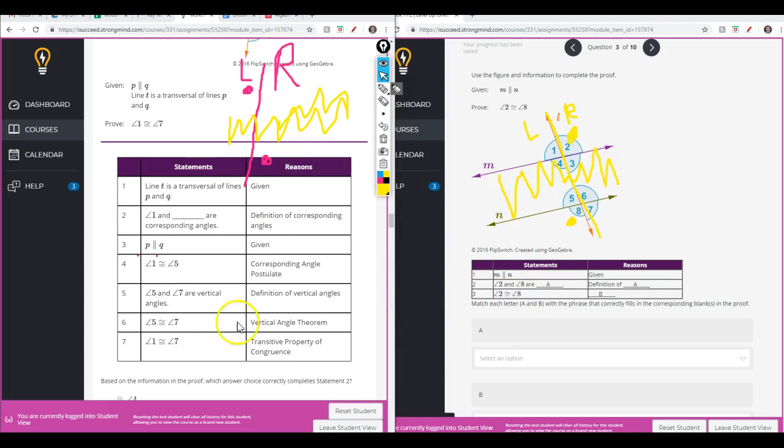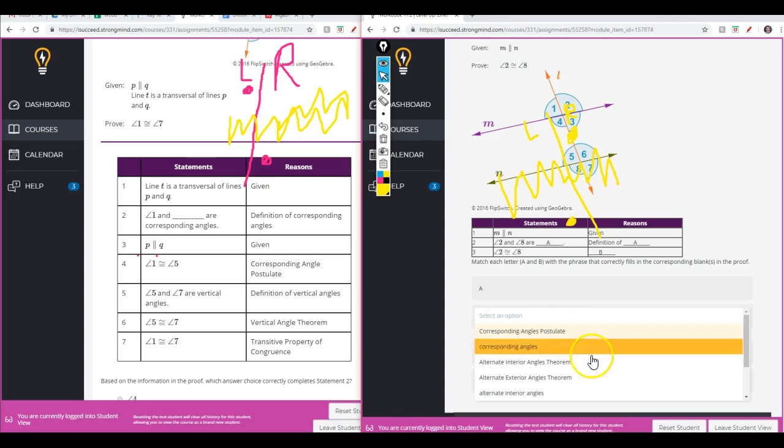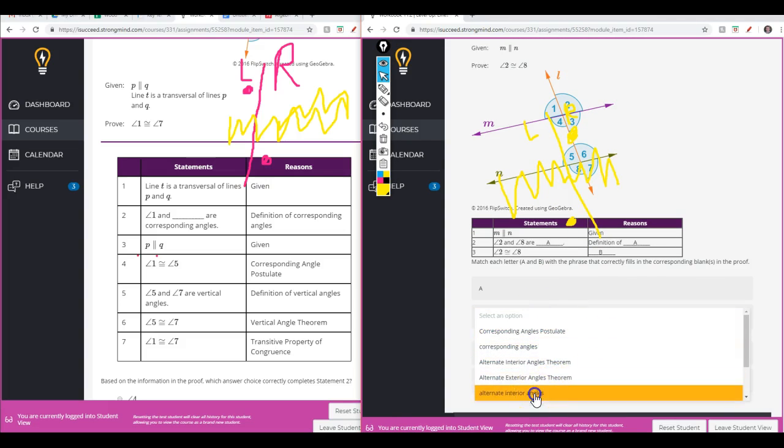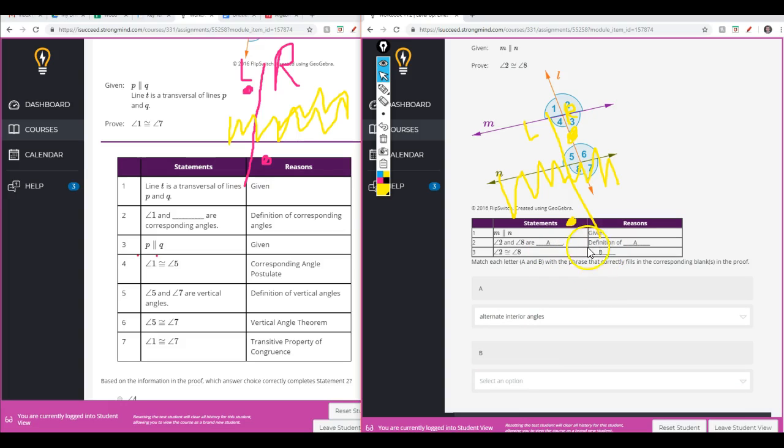So I'm noticing that, again, remember this is angle 1 and angle 7. So this is saying angle 2 and angle 8 are blank. Well, we already talked through that. They are alternate exterior angles. So we have alternate exterior angles, that's what they are. That's the definition of alternate exterior angles, so that makes sense.